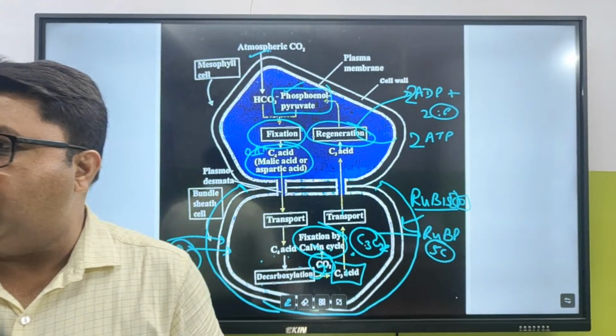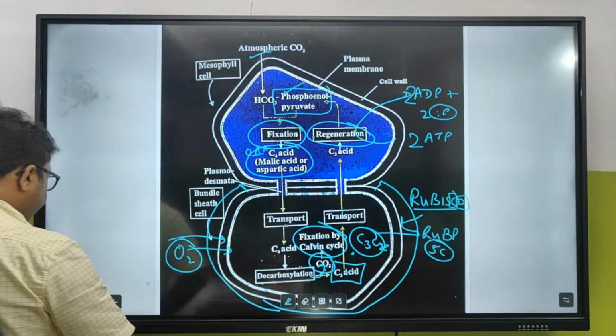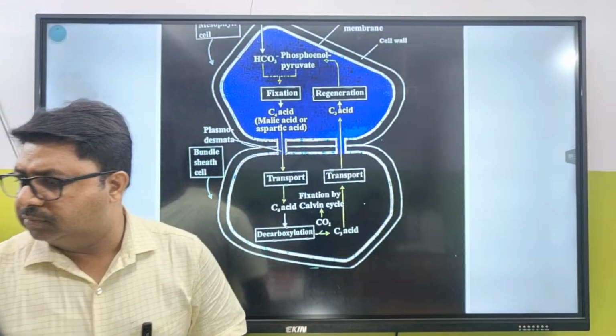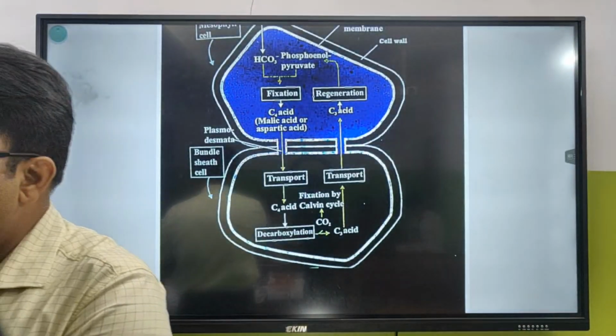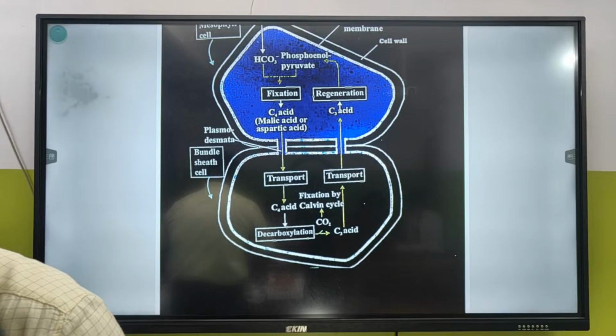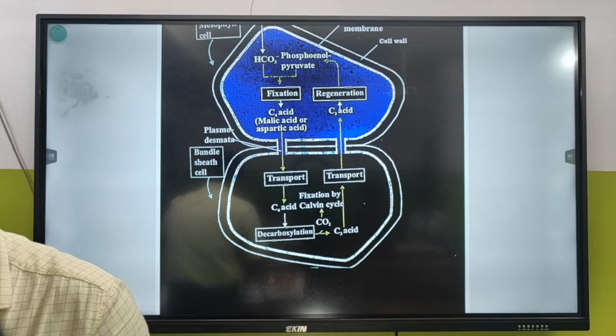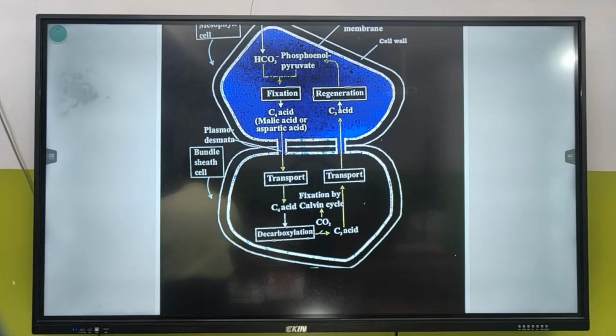Exactly here. Read it aloud. This takes place when the C4 acid from the mesophyll is broken down in the bundle sheath cells. Good. This results in increasing the intracellular concentration of CO2. In turn, this ensures that Rubisco functions as a carboxylase, confirming the activity of Rubisco as carboxylase, thus minimizing the oxygenase activity.